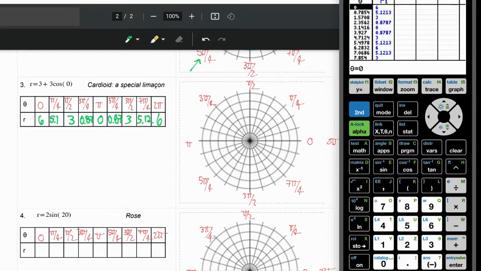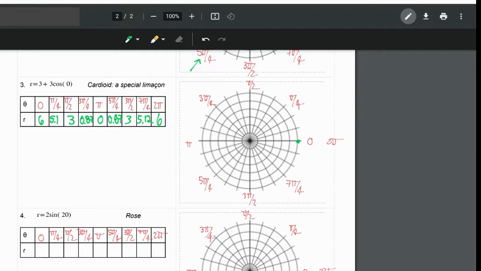So at 0, we are 6 units away from the center. At pi over 4, we are 5.1. At pi over 2, we are 3 units away from the center. At 3 pi over 4, we are 0.87. At pi, we are at 0. At 5 pi over 4, we're at 0.87. At 3 pi over 2, we're 3. At 7 pi over 4, we're at 5.12. And then at 2 pi, we're back at 6. So as you draw it, again, make it look like what you see on your calculator.